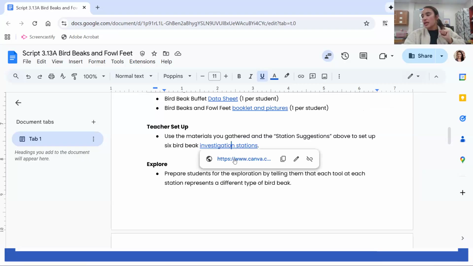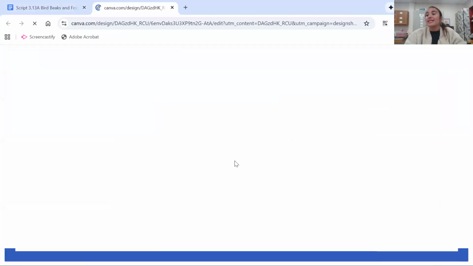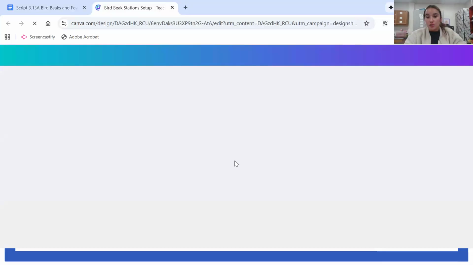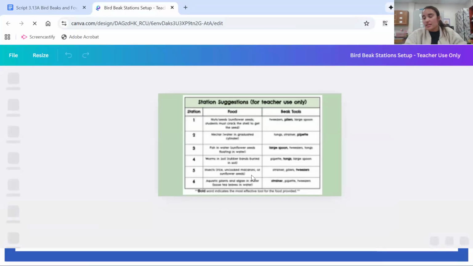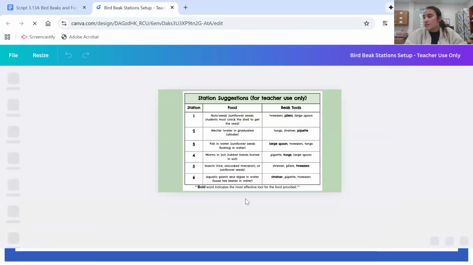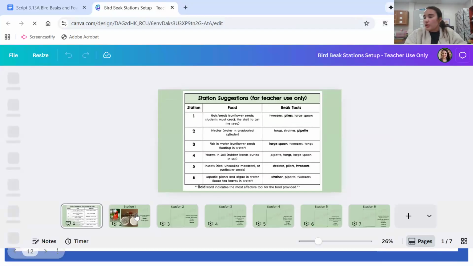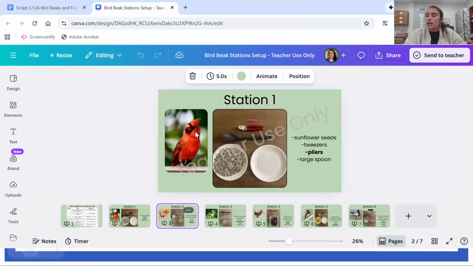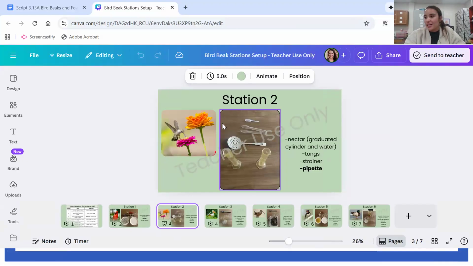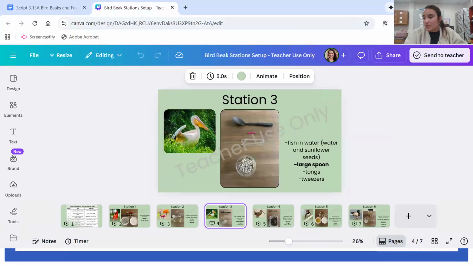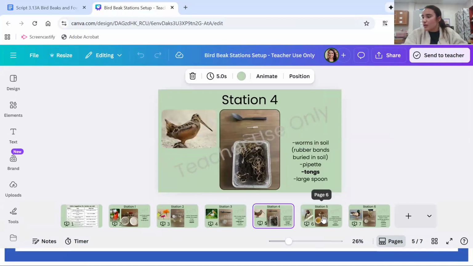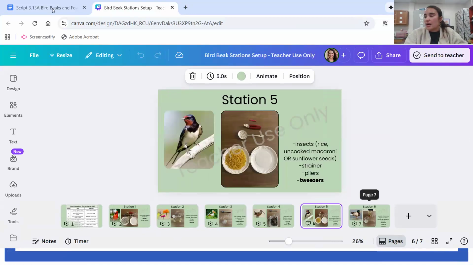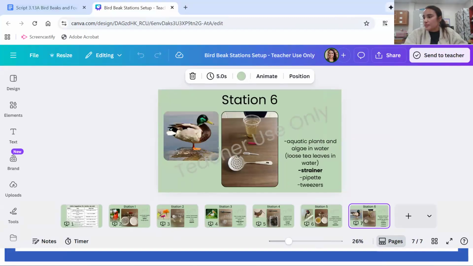And then we also put in Canva the setup pictures, just for teacher use, for you to effectively set this up in your classrooms or in science lab. And you can see here it has a picture of each station. We also included a picture of a type of bird that tool would closely model, to help you as you're facilitating those discussions with your students. So hopefully this is helpful as you're carrying out and setting up for that lab.